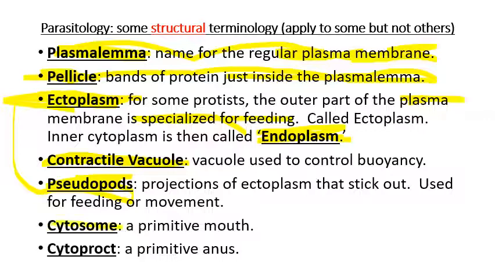Okay, some protists have a primitive mouth that's generally called a cytosome, and some have a primitive anus called a cytoproct, which means that they go around eating things with their cytosome. The food gets inside, it's broken down by lysosomes, and then the garbage gets sent out the other end of the cell through the cytoproct, but it certainly doesn't have a digestive system as we know it. It doesn't have an alimentary canal or anything like that. It doesn't have intestines or a stomach or anything like that.